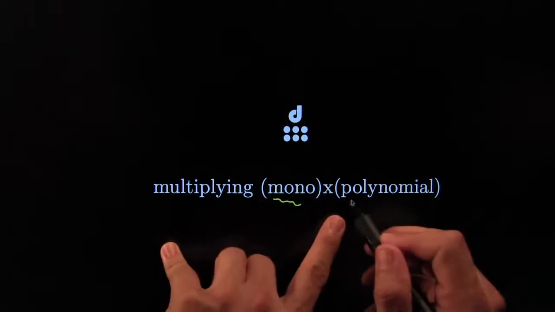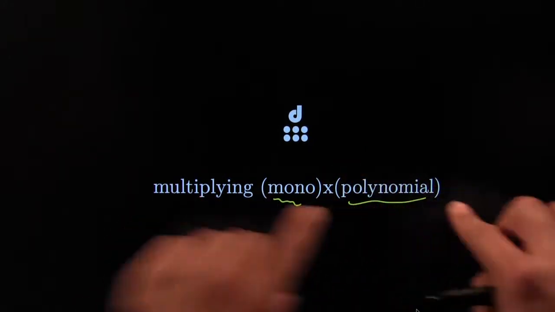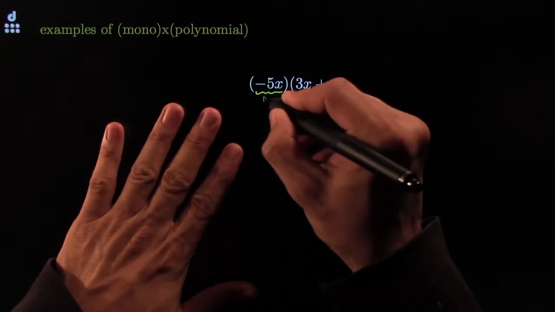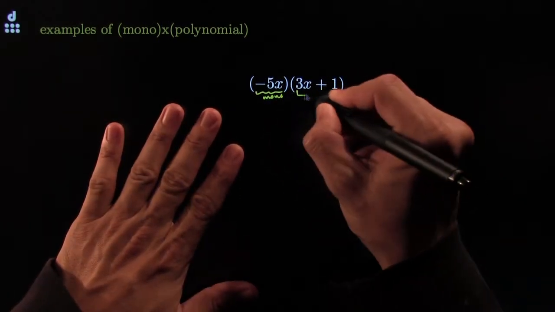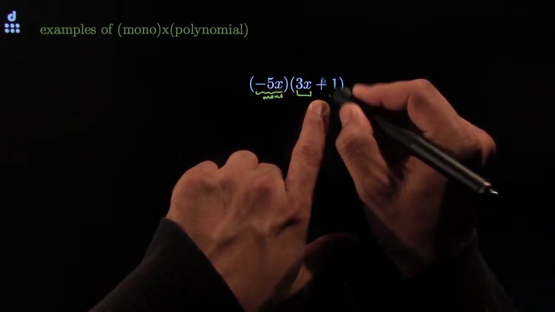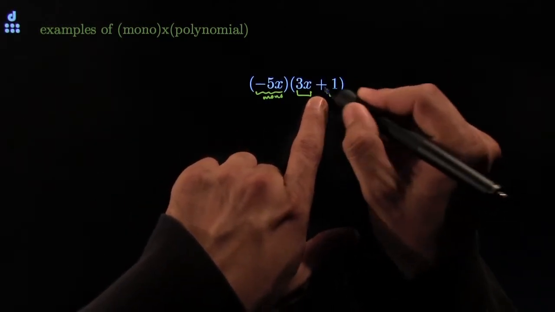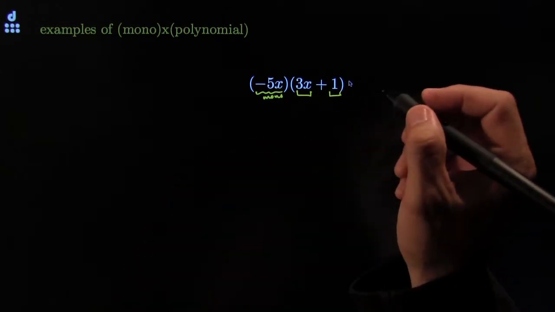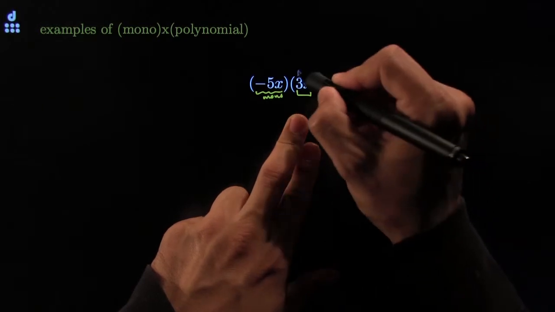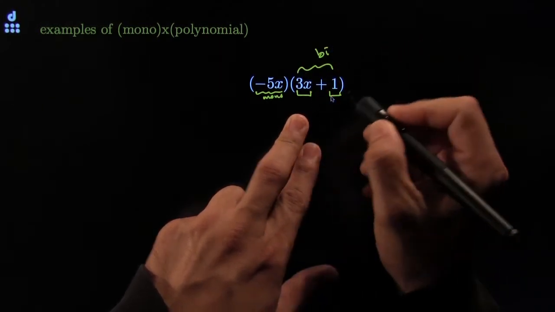A monomial times a polynomial. So you have one item times many items. They look like this. I have one item here, a monomial. And I have 2 items here, 2 terms. And I know there's 2 because you have the bookmark here, the separator, the plus, which serves to separate terms from each other. And so you have 2 terms here. Monomial times binomial in this case.